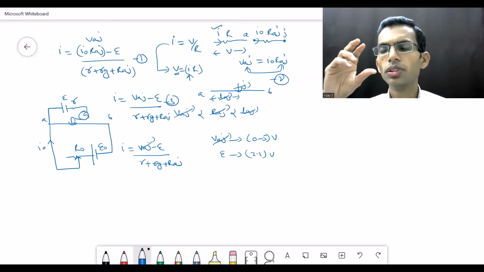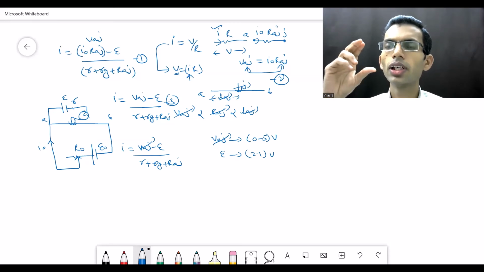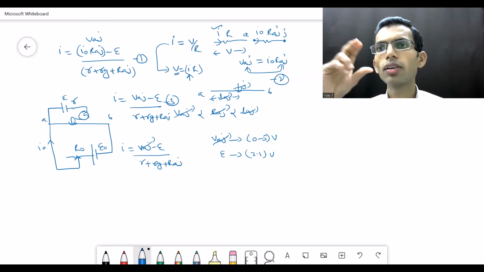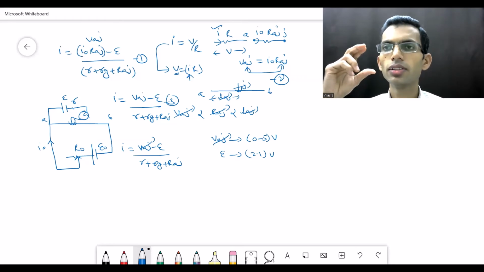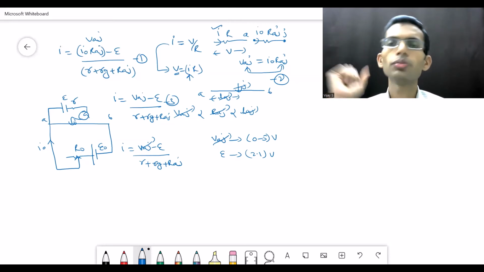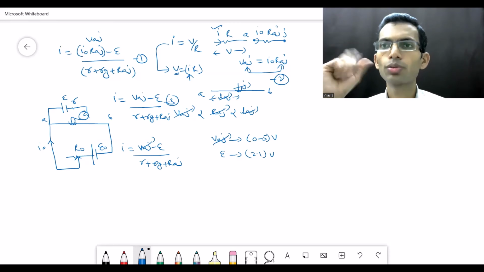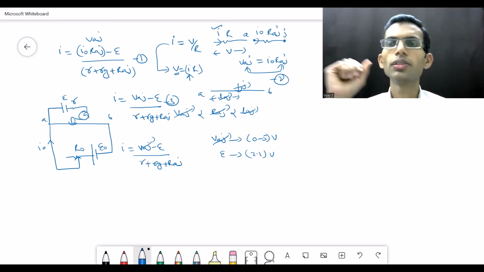How to detect that zero current condition in the sub-circuit? Zero current condition is detected with the help of a galvanometer. You can see in the potentiometer, a galvanometer is present to detect that zero current in the sub-circuit.